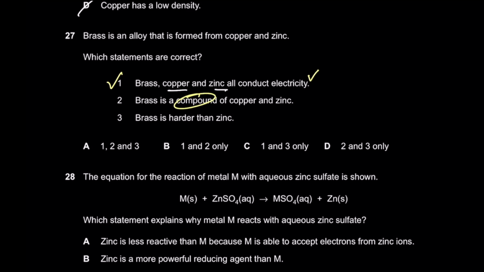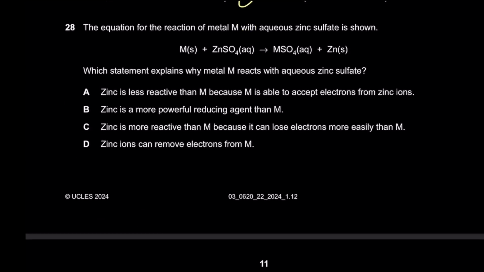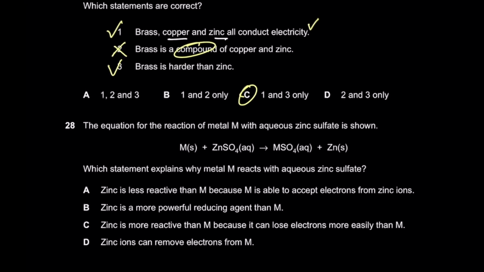Brass is a compound? No, it's a mixture of copper and zinc. There's no chemical change taking place. Brass is harder than zinc? Absolutely, it's harder than zinc. That is the entire concept of alloys. We make alloys to make our metals harder. Why? Because the regular structure is disrupted or distorted because of the different size of atoms, and therefore the layers can no longer slide over each other, right? So 1 and 3 are correct. C is the correct option. And therefore it's no longer malleable and ductile.